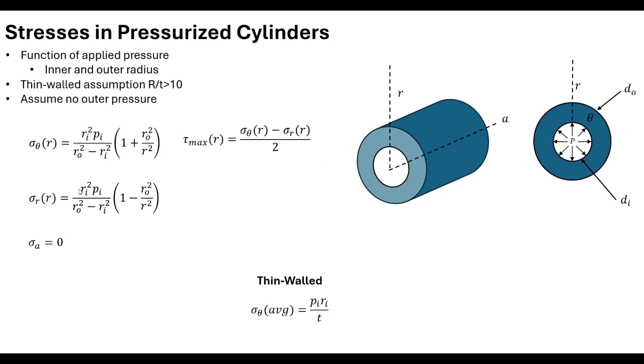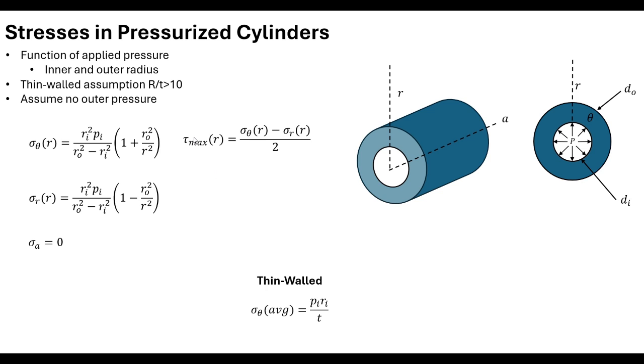And then I have the equation here for the radial stress in the cylinder. And for this case, I've assumed that there's no pressure on the outside of the cylinder, and it's only an internal pressure. So for that case, the stress is a function of the applied pressure, the outer radius dimension, and the inner radius dimension.